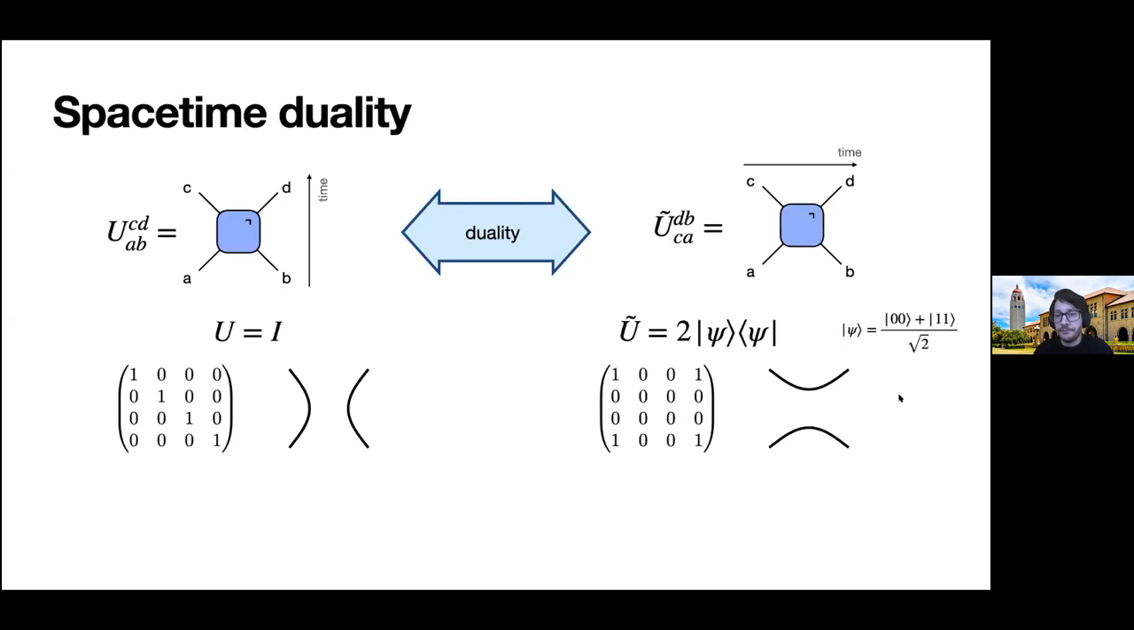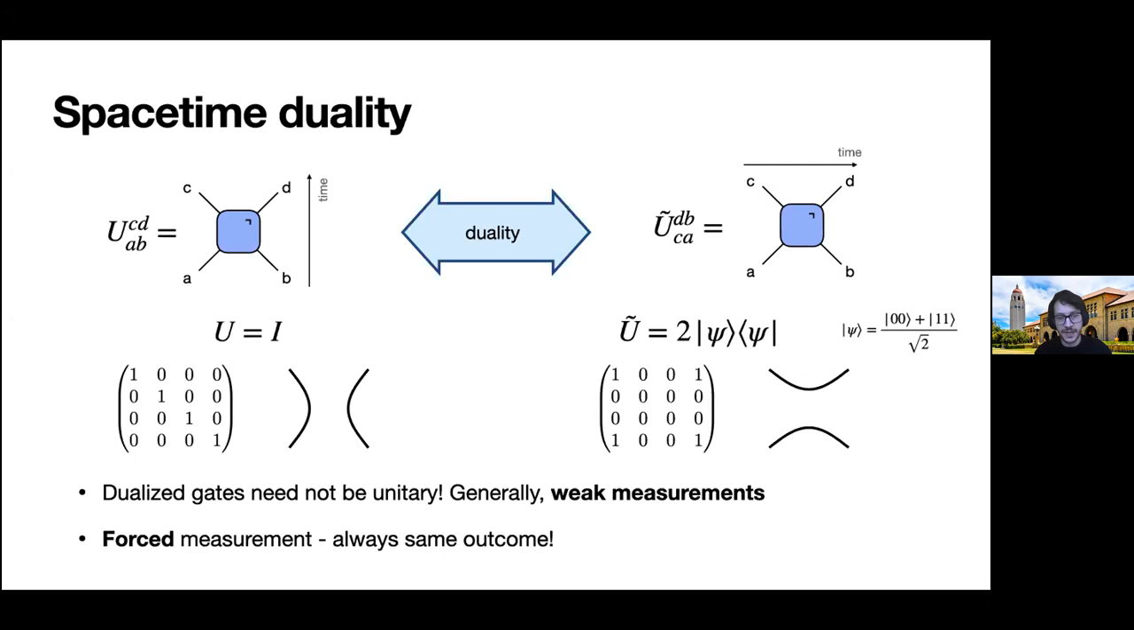Represented diagrammatically, this gives you these two world lines that basically the bottom one represents the two qubits entering the gate and annihilating each other. And then the upper one represents the creation of a new Bell pair state that's moving forward in time. So this highlights the fact that the dualized gates that you obtain in this way don't have to be unitary. In this particular case, you got something like a projective measurement, but more generally, you would get something like a weak measurement, something intermediate between a projector and a unitary gate. And I want to emphasize, because this will be crucial for the rest of the talk, that these are forced measurements. So everything you've learned about Born probabilities and quantum measurement doesn't really apply here. There's no probability distribution out of which we are sampling an outcome. These measurements always yield the same projector.